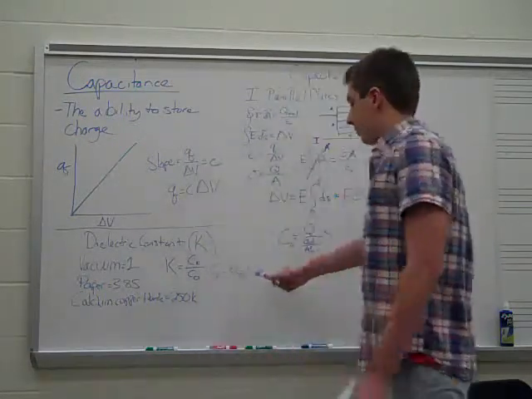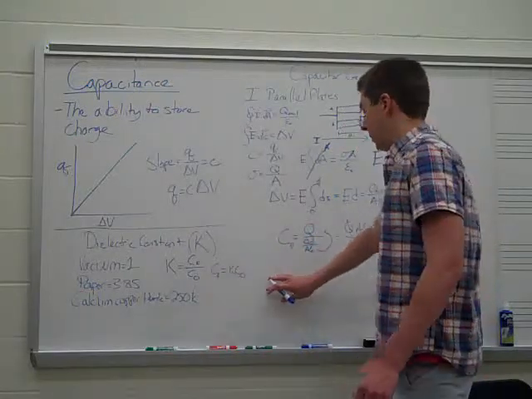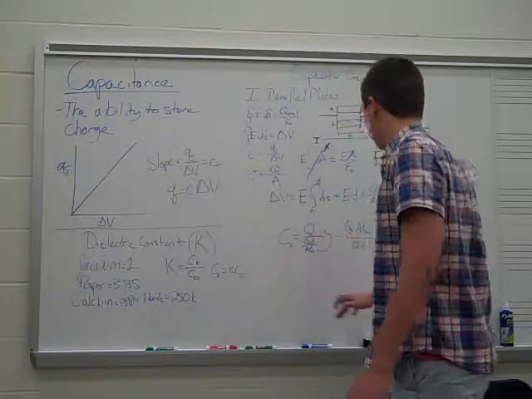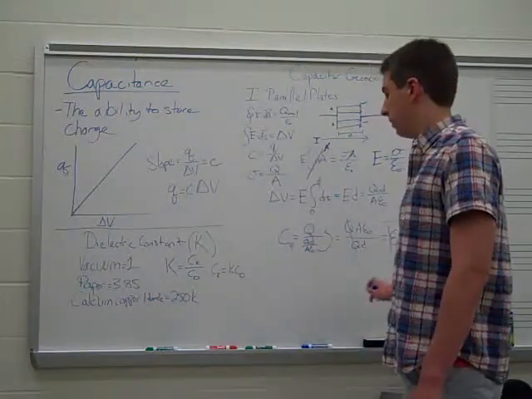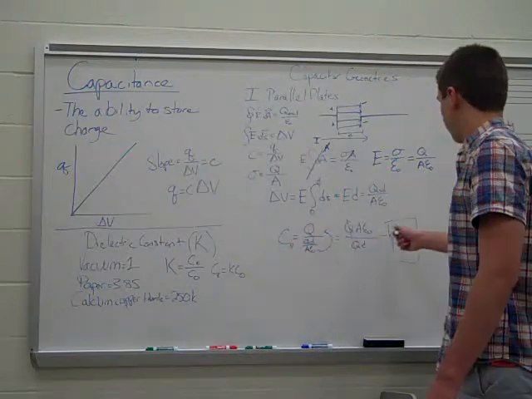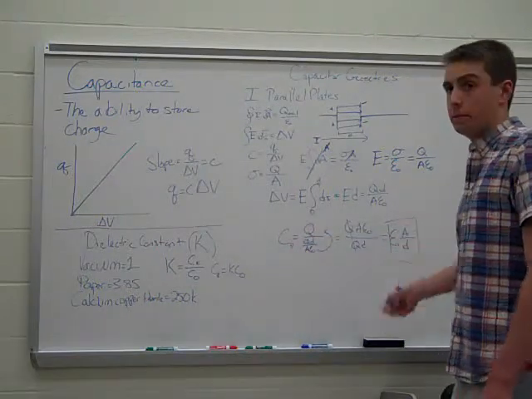So basically just know that to get any capacitance with a dielectric inside, you just multiply whatever your capacitance equation is times the dielectric. So if we were to get C_K for this, you just multiply this by kappa.